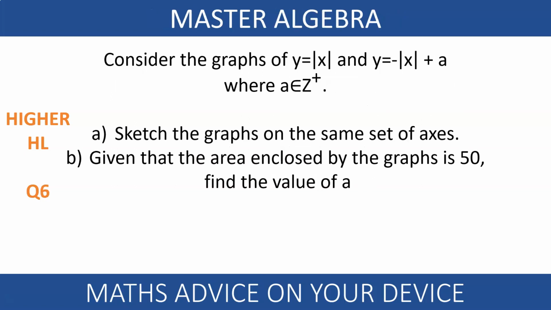And again, a 5 marks question. Consider the graphs of y equals absolute value of x and y equals negative absolute value of x plus a, where a is a positive integer. 2 marks for sketching the graphs on the same set of axes, and 3 more for finding a if the area enclosed by the graphs is 50 square units.